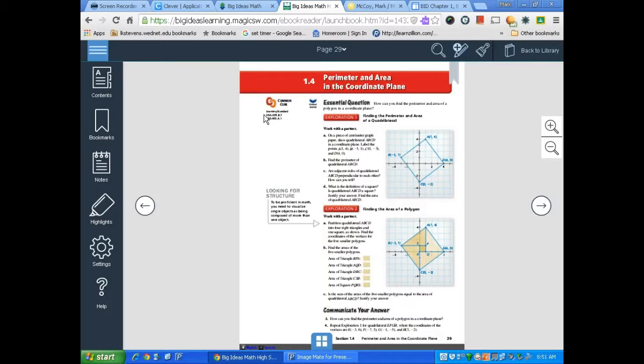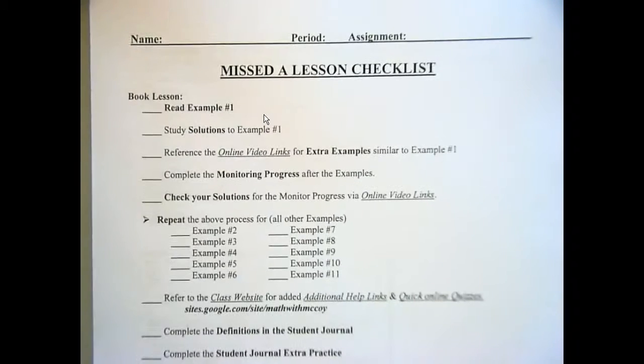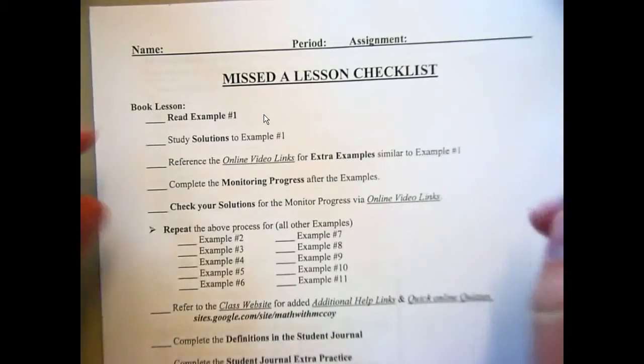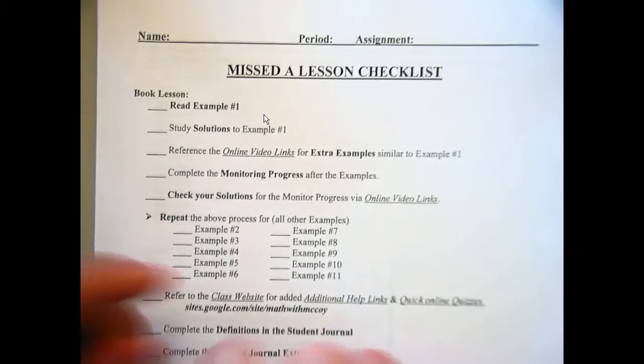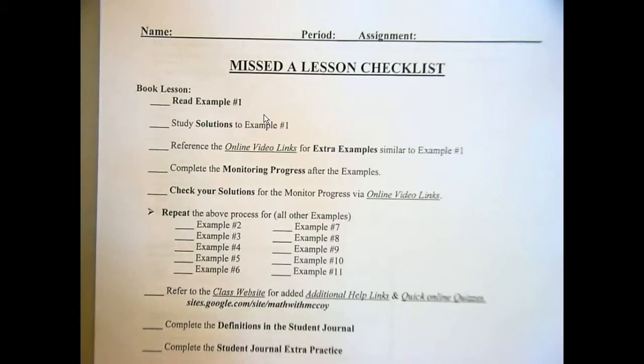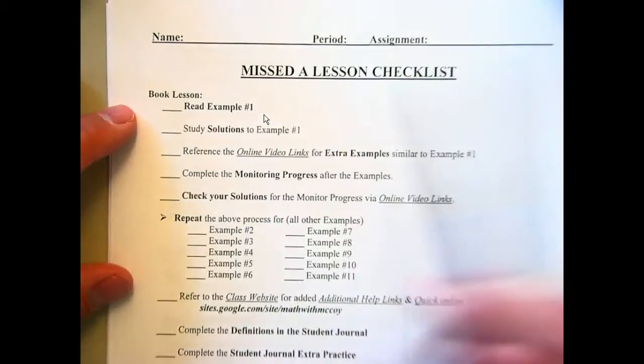Okay, so I'm going to switch over so we can talk about this page again. Mine's white, but I gave you a blue sheet that you're going to keep in front of your binder that's going to tell you what you can do if you're absent a day. This is how you could go through the book lesson.